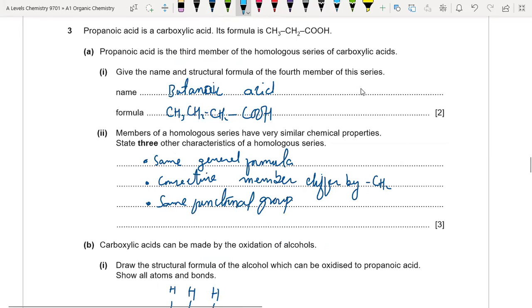Propanoic acid is a carboxylic acid. Its formula is CH3CH2COOH. Propanoic acid means it contains 3 carbon with the carboxyl functional group. Give the name and structural formula of the fourth member of this homologous series. This is the third member, and its fourth member will be butanoic acid. Its formula would be CH3CH2CH2COOH.